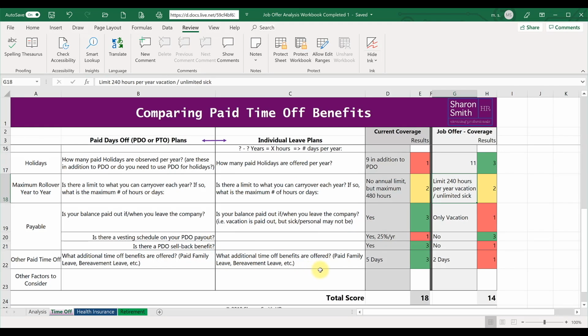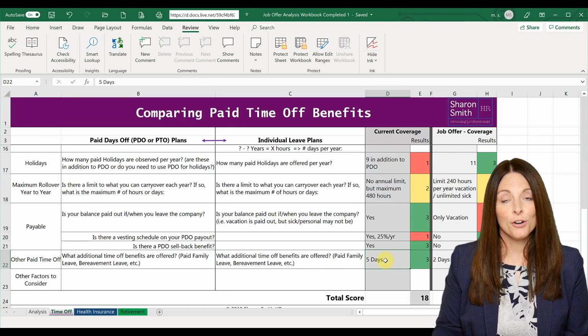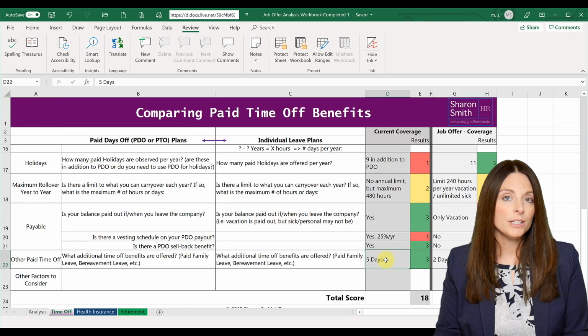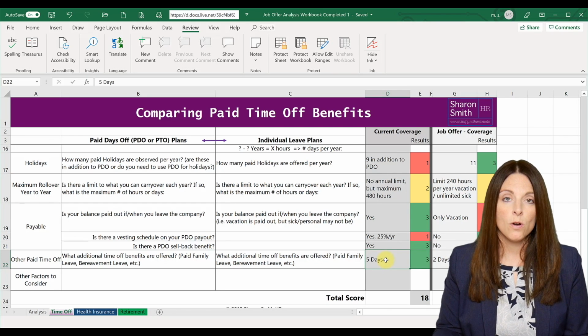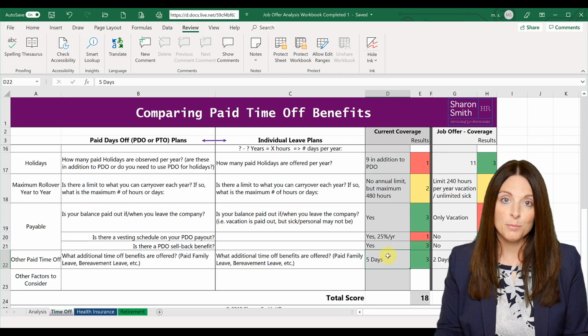Are there other days off that you can take? Is there paid family leave or bereavement leave that is part of the plan? Now, where can you find this information with your current employer? Hopefully you have a really good HR intranet page or even an HR external website. You can contact your HR department and they should be able to give you all this information. If it's not already in your policy or handbook, it should be on your website.